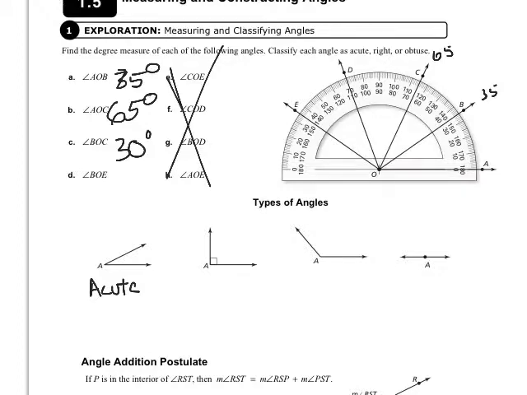So BOE. We already have B at 35. E is at, what, 155? So if I subtract there, it's going to be 120 degrees, right? Did I mess up? Oh, that is 145. Ugh, fail. So it's 110. You're right.